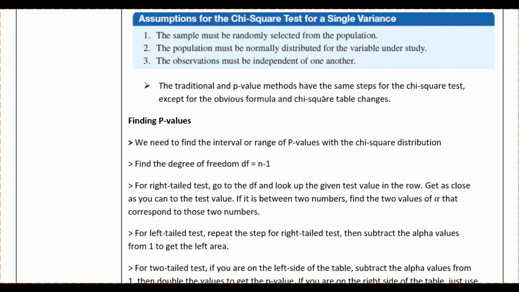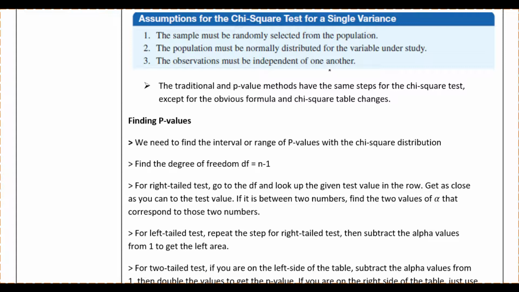All right, so there are some assumptions that need to be made for the chi-squared test. The first assumption, just like with any other test, is that the sample must be randomly selected from the population. This is the case for all the tests that we have discussed so far. For the second assumption, we have to assume that the population is normally distributed for the variable under study, which has usually been the case for the other tests as well. In addition, the observations must be independent of one another, so there must be no dependence among the observations. If I make one observation, it should be independent of another observation.